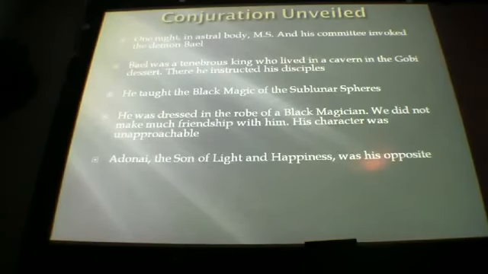So Adonai, the son of light and happiness, was the opposite. So again, we have the whole idea between these seven is the polarity, different degrees.